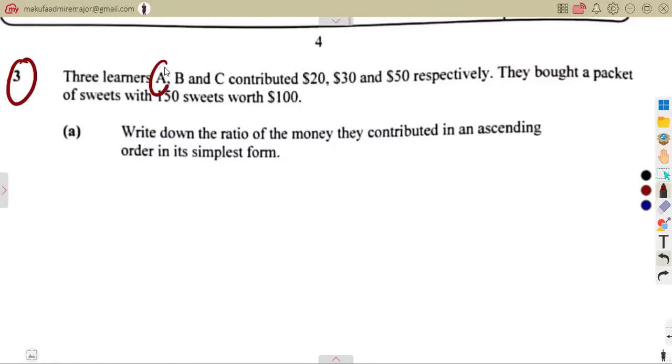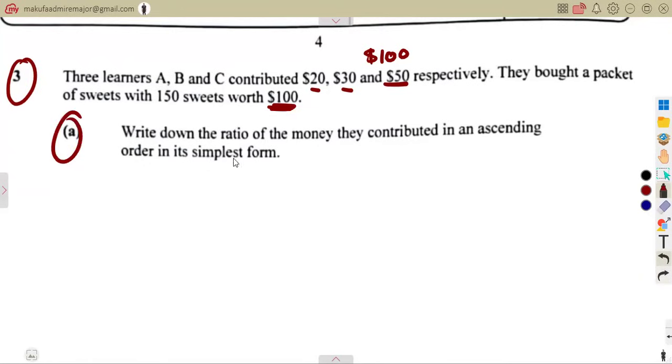We are given three learners A, B, C who contributed $20, $30, $50 respectively. They bought a packet of sweets with 150 sweets worth $100. Okay, this is the amount they are contributing. The total amount, 20 plus 30 plus 50, is $100. So as you can see, the $100 corresponds to the total number of both. It is bought from the total amount they are having. So this 150 sweets is the total number of sweets they bought.